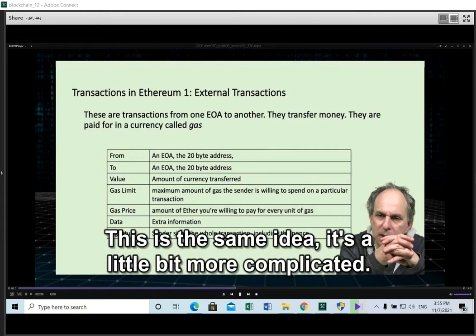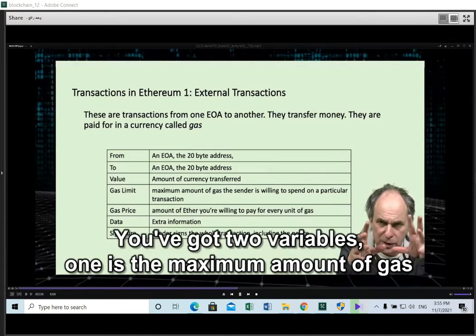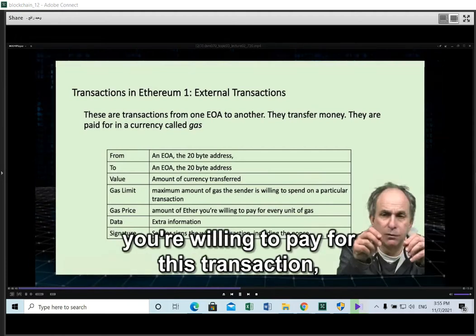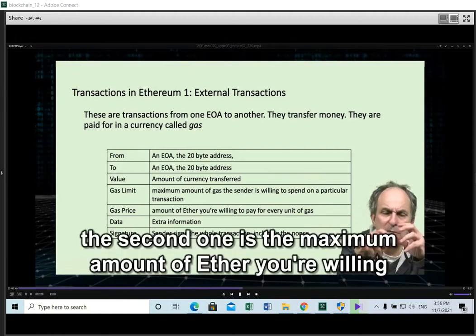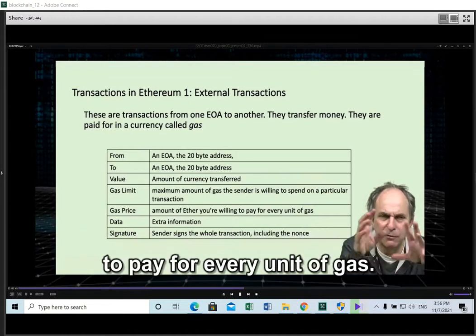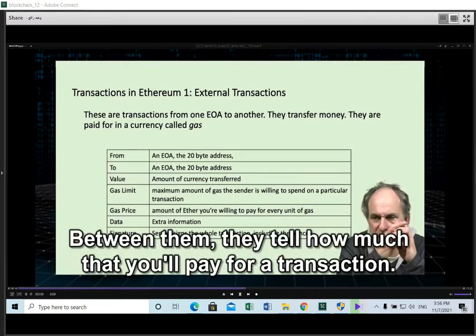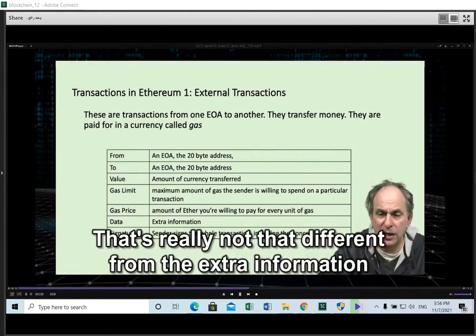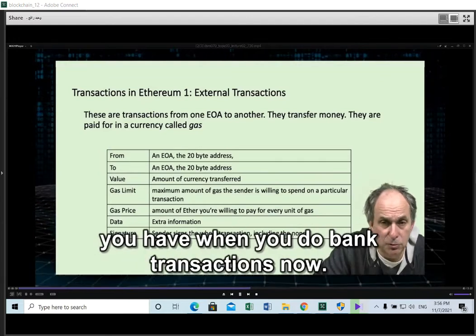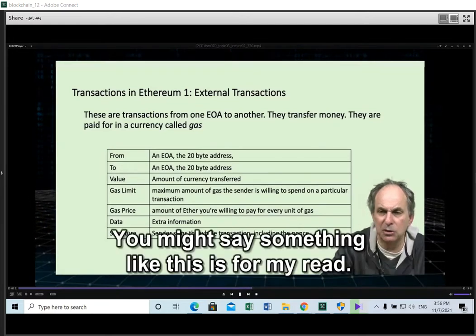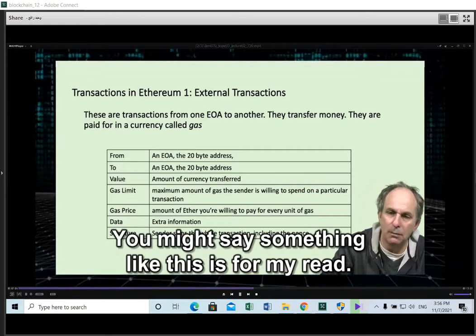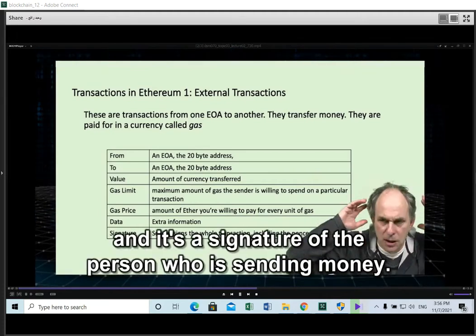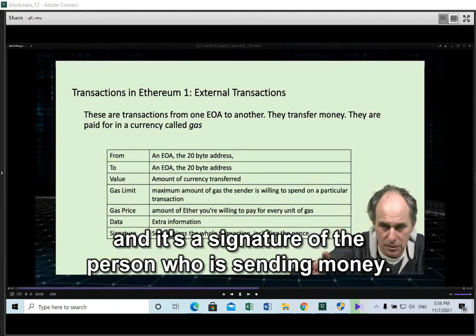It's a little bit more complicated. You've got two variables. One is the maximum amount of gas you're willing to pay for this transaction. And the second one is the maximum amount of ether you're willing to pay for every unit of gas. So between them, they tell how much ether you pay for a transaction. And the data is extra information, and that's really not that different from the extra information you have when you do bank transactions now. You might say something like, "This is for my rent." And there's one signature, the signature of the person who is sending the money.